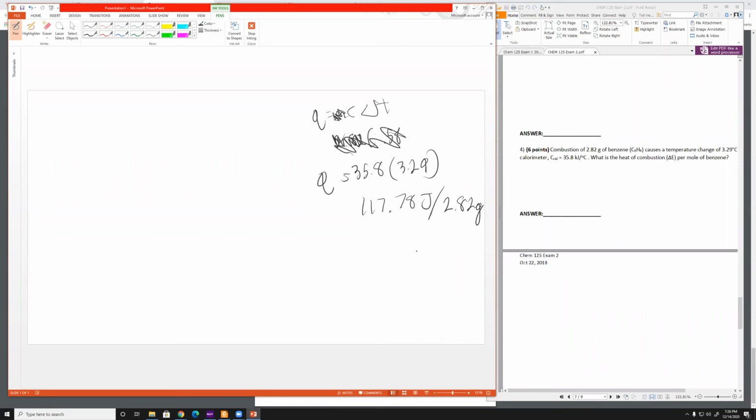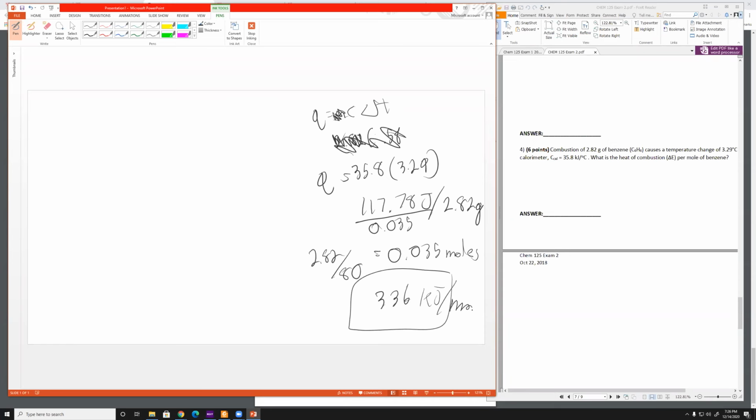Now, if you're doing per mole, benzene has a molar mass of 80, not 180. So 2.82 divided by 80 is 0.035 moles. So if 0.035 moles releases this much energy, we can do joules per mole. So it'd be 117.78 divided by 0.035, and you get 336 kilojoules per mole.